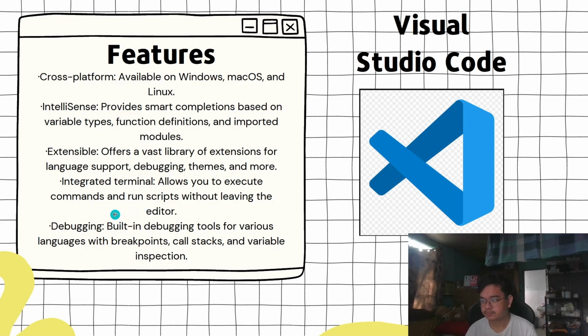Next is the integrated terminal. It allows you to execute commands and run scripts without leaving the editor. So you don't need to go to the command prompt or CMD just to run your codes. You can run them directly in the integrated terminal of Visual Studio Code. Next is debugging. Built-in debugging tools for various languages with breakpoints, call stacks, and variable inspections. So this means that it already has debugging tools for your programs, especially in web development, when you want to check if your code works.